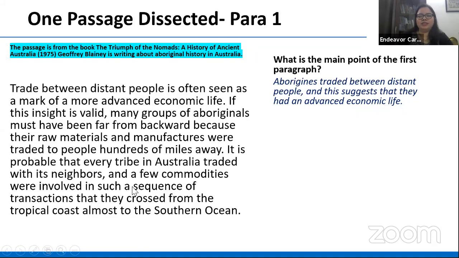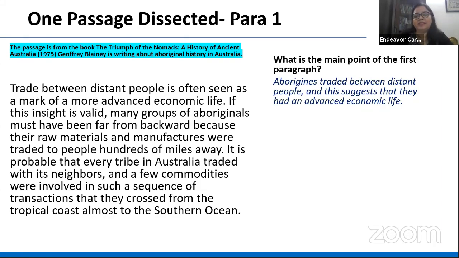And then he goes on to describe probably every tribe in Australia traded with its neighbors, etc. It is probable, right? But put these two lines together, what is he trying to say? That you generally regard trade with distant people as a parameter, as a measure of advanced economic life. And if this is a general parameter, then by that standard, many groups of aboriginals were advanced because they did the same. They did whatever you regard as advanced economic life.